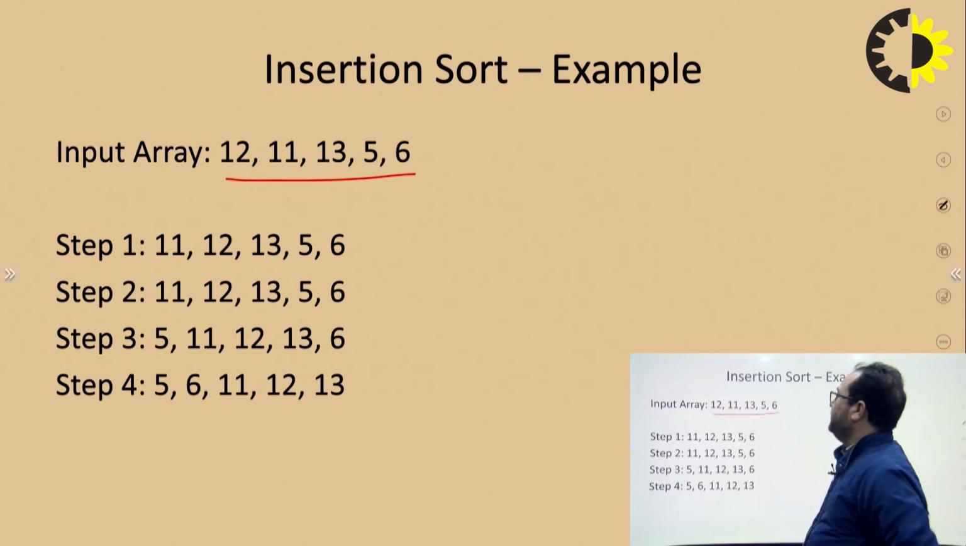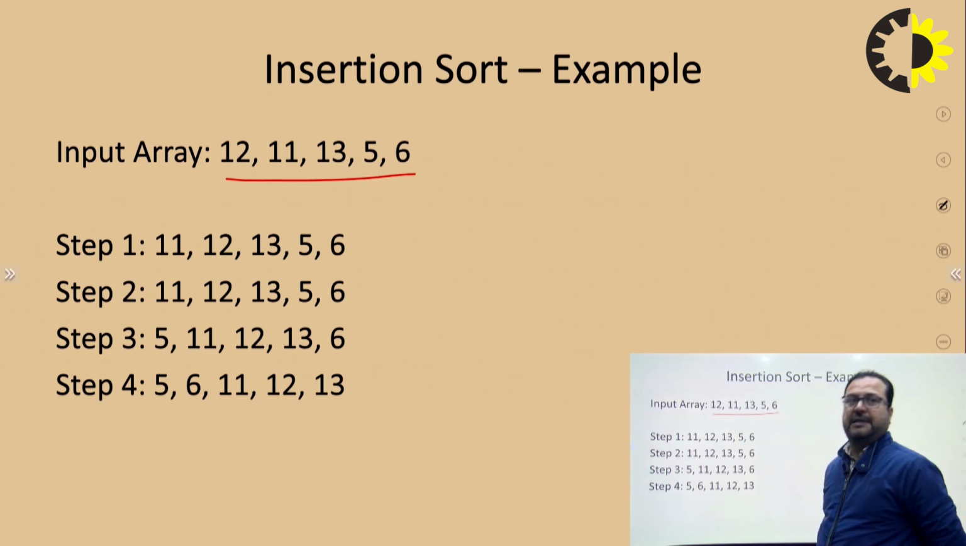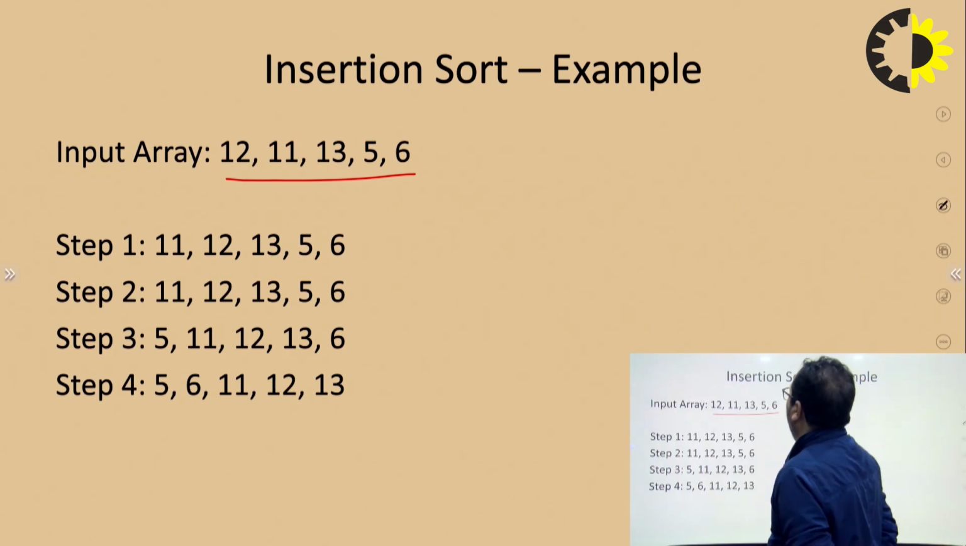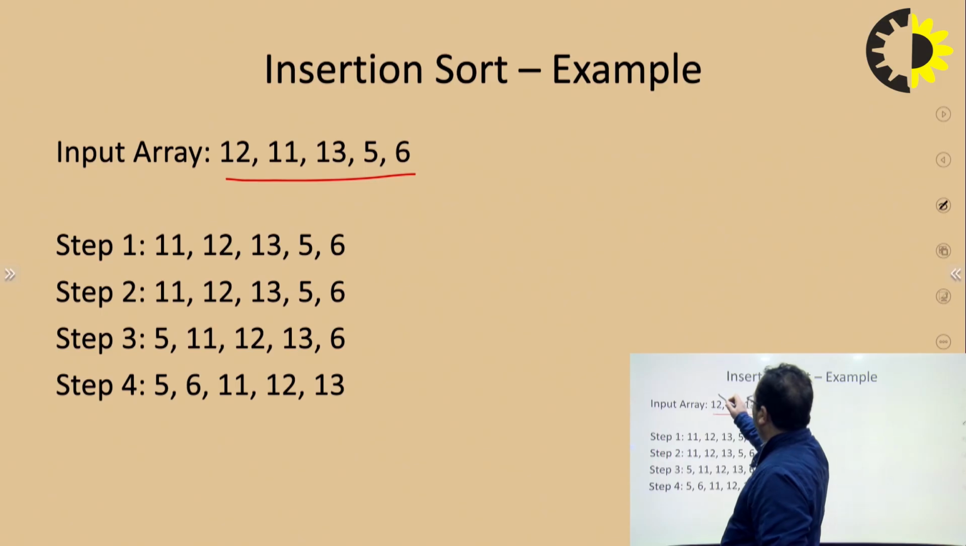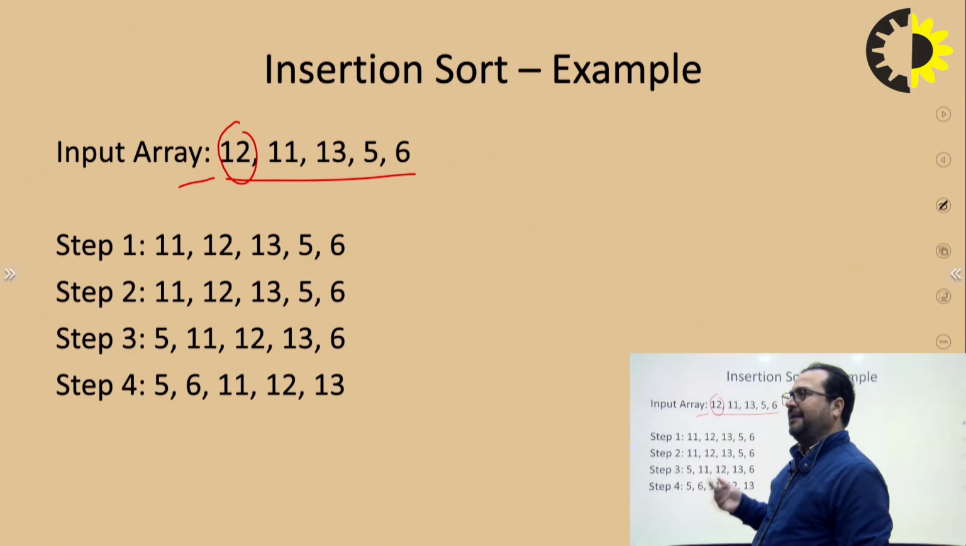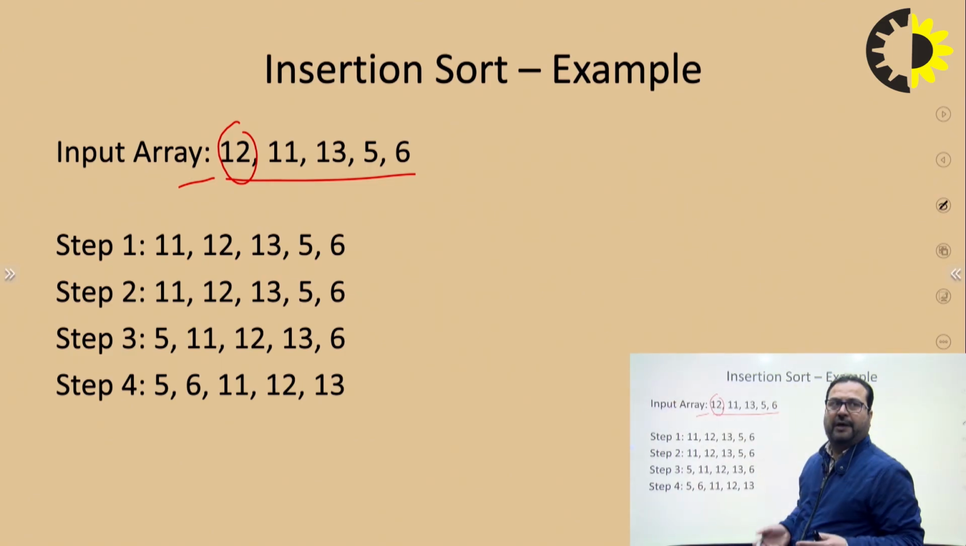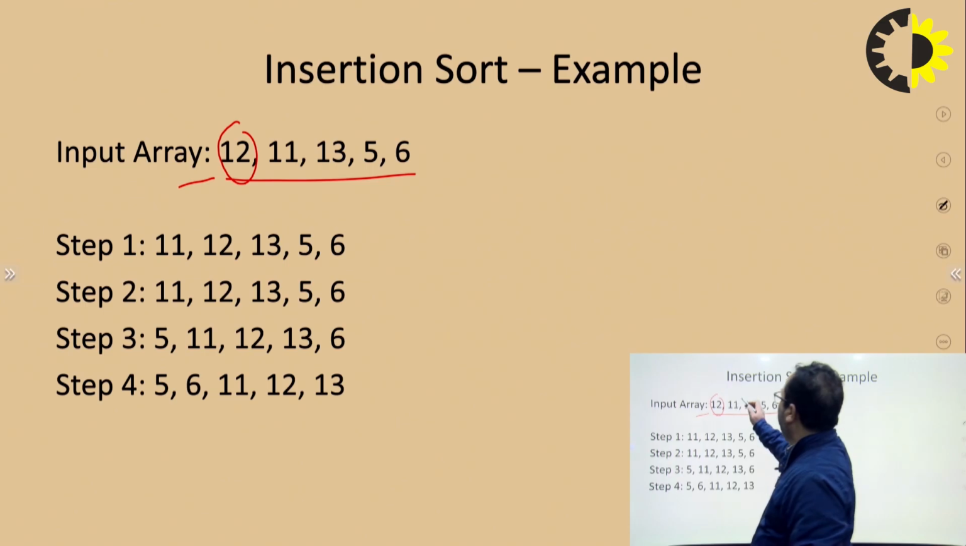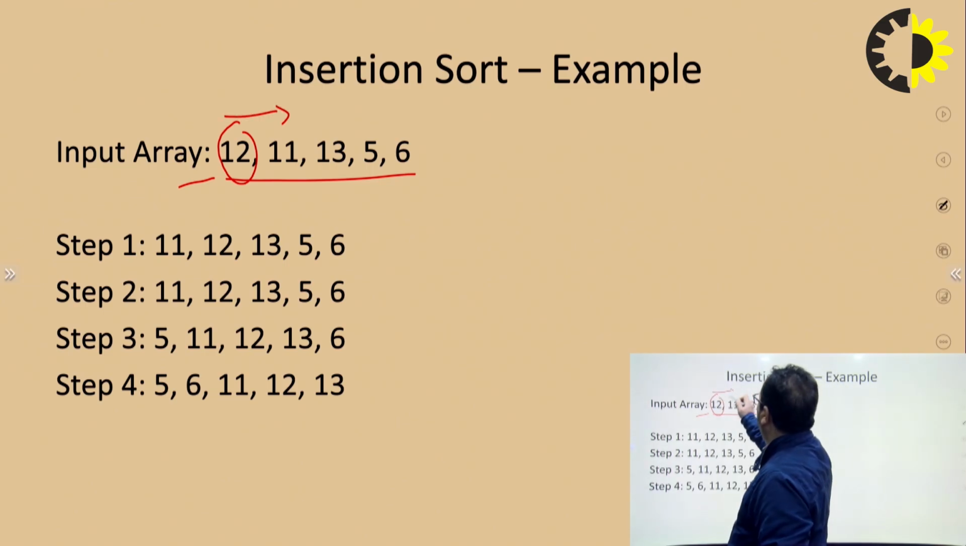So let's understand insertion sort with this example. Suppose the list is 12, 11, 13, 5 and 6 and we want to apply insertion sort. One by one, in the first step, 12, there is no element before 12, so a single element is already sorted. Now 11. Now we have two elements.